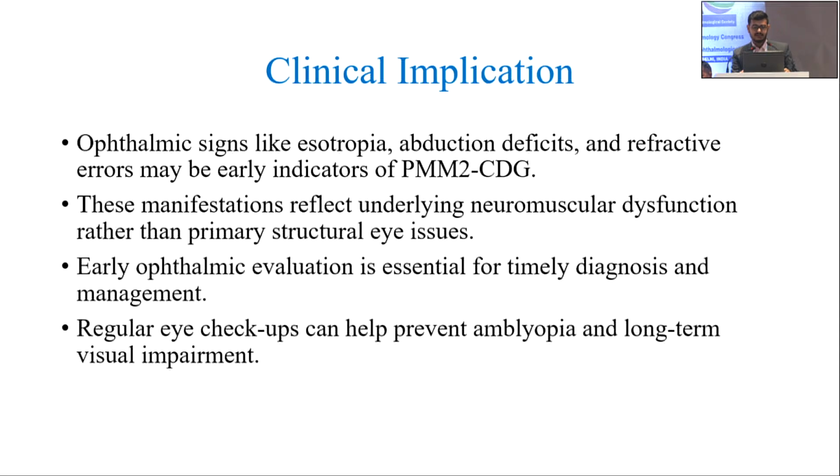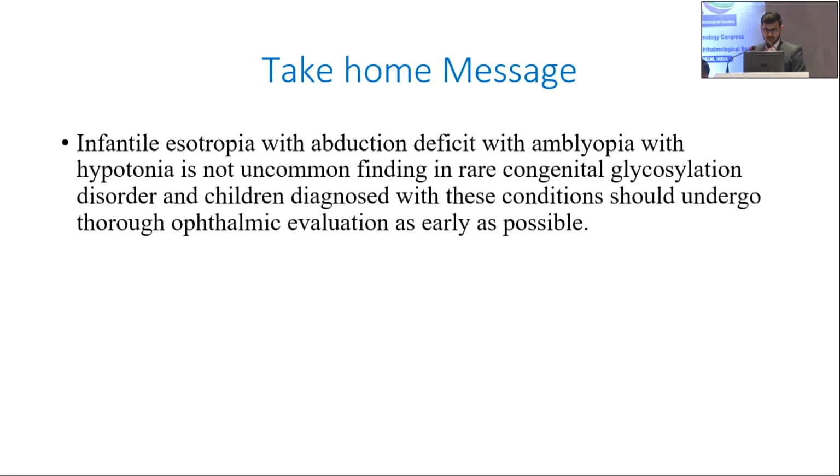These manifestations reflect underlying neuromuscular dysfunction rather than primary structural issues. Early ophthalmic evaluation is essential for timely diagnosis and management. Regular eye checkups can prevent amblyopia and long-term visual impairment. Infantile esotropia with abduction deficit, with amblyopia and hypotonia, is not an uncommon finding in rare congenital glycosylation disorders, and children diagnosed with these conditions should undergo thorough ophthalmic evaluation as early as possible.